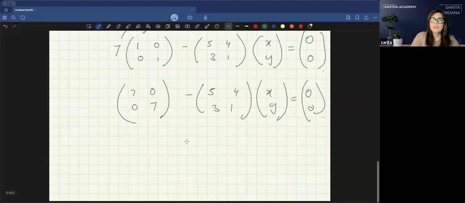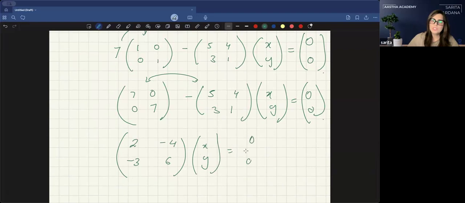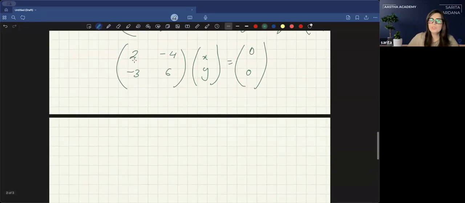Next, we do a normal subtraction. Once we do a normal subtraction, we come to [2 -4; -3 6]. And then I'm going to write here x and y is equal to 0 and 0. And I'm going to write this in an equation form. I'm going to take the first numbers, like 2x minus 4y is equal to 0. This is my first equation. The second equation is minus 3x plus 6y is equal to 0. This is the second equation.